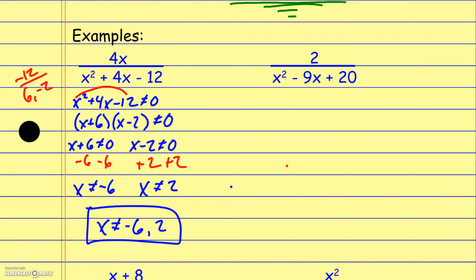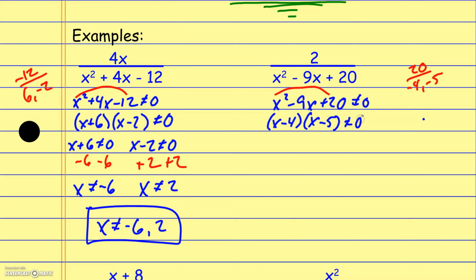So I'm setting the denominator not equal to 0, and now I'm solving the same way I solved quadratics previously. Same thing with the next one. I take this denominator, x squared minus 9x plus 20, and I say that it cannot equal 0. So now I build a bridge. That gives me a positive 20. Two numbers that multiply to positive 20 but add to negative 9 are a negative 4 and a negative 5. From here, I split this into the two factors: x minus 4 and x minus 5.